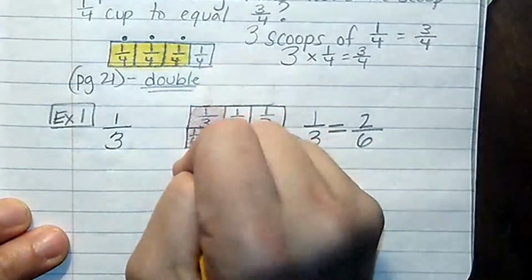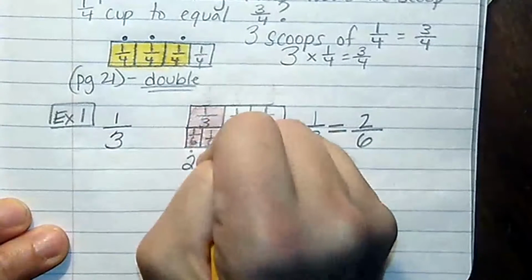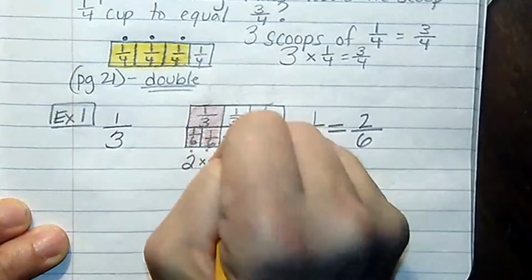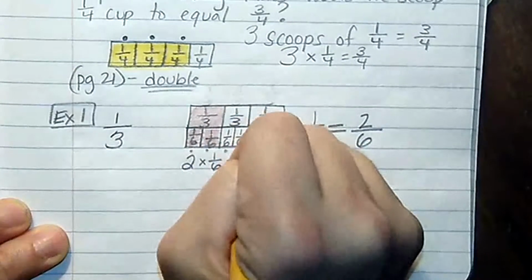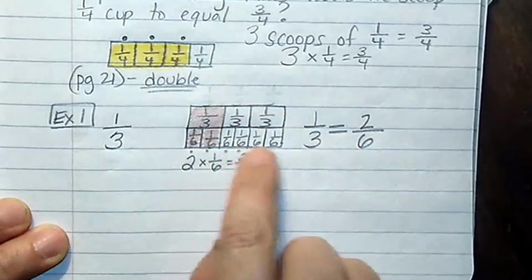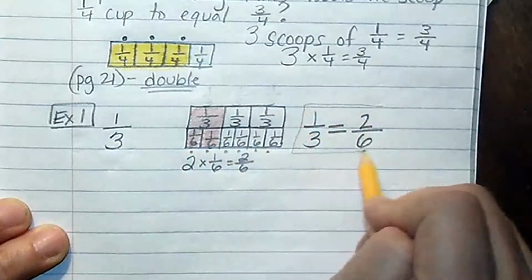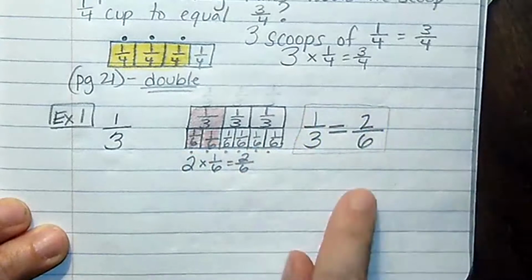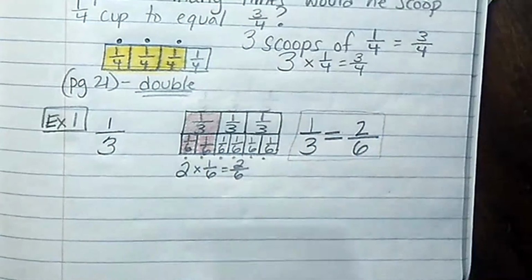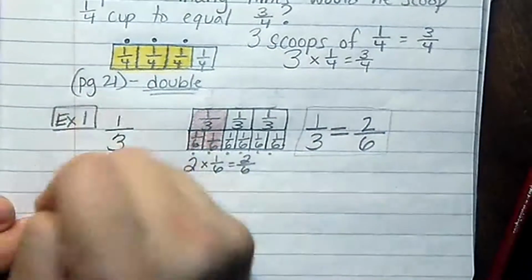Another way to represent this is I could say 2 times 1/6 equals 2/6. Remember, our denominator stays the same. All right, we're going to come back to this. I know that some of you can already see a pattern here that you might want to talk about. We'll talk about it in just a second. Let's try example number 2.